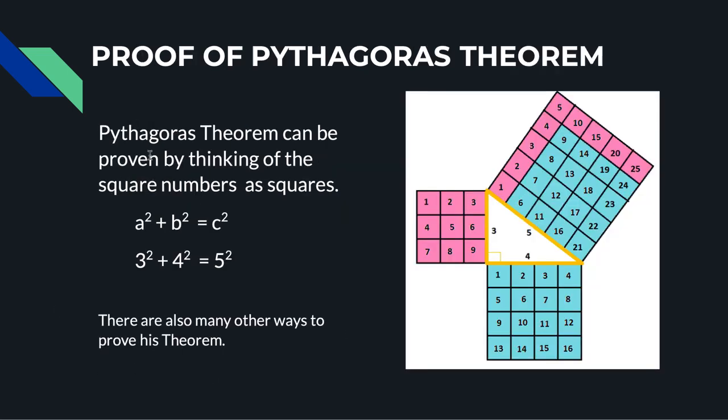Now, in the proof of Pythagoras theorem, we can think of the square numbers as a square. And if we divide the squares into unit squares, we find that all the squares in the two smaller squares fit exactly into the largest square, thereby confirming that Pythagoras theorem is true. There are many other ways to prove his theorem.